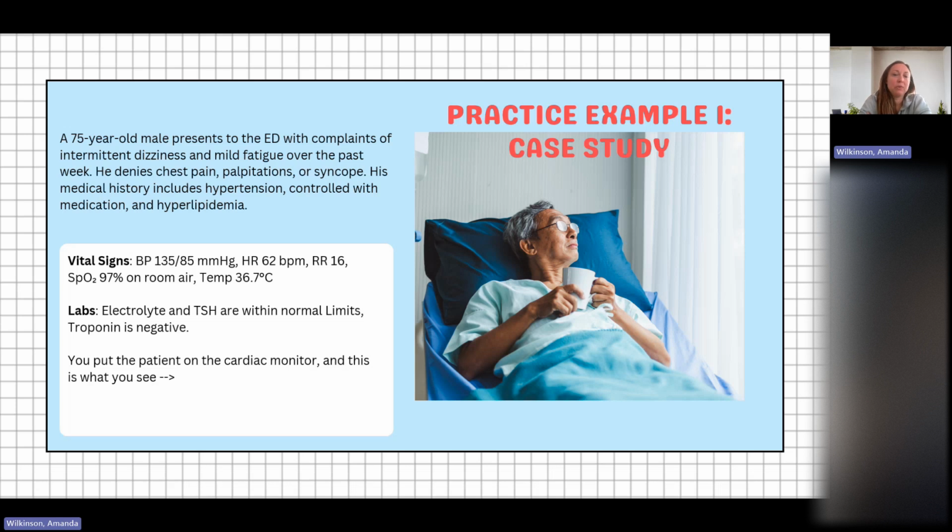A 75-year-old male presents to the ED with complaints of intermittent dizziness and mild fatigue over the past week. He denies chest pain, palpitations, or syncope. His medical history includes hypertension controlled with medication and hyperlipidemia. Vital signs: his blood pressure is 135/85, heart rate 62, respiratory rate 16. He is 97% on room air and afebrile. Labs show electrolytes and TSH are within normal limits, and troponin is negative. You put the patient on the cardiac monitor, and this is what you see.